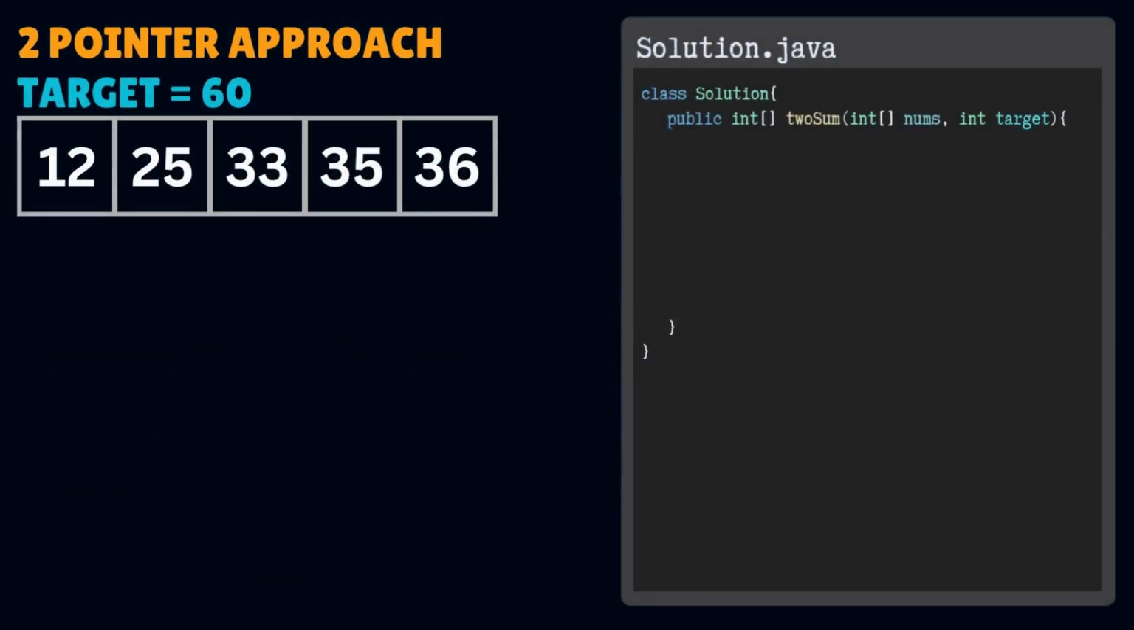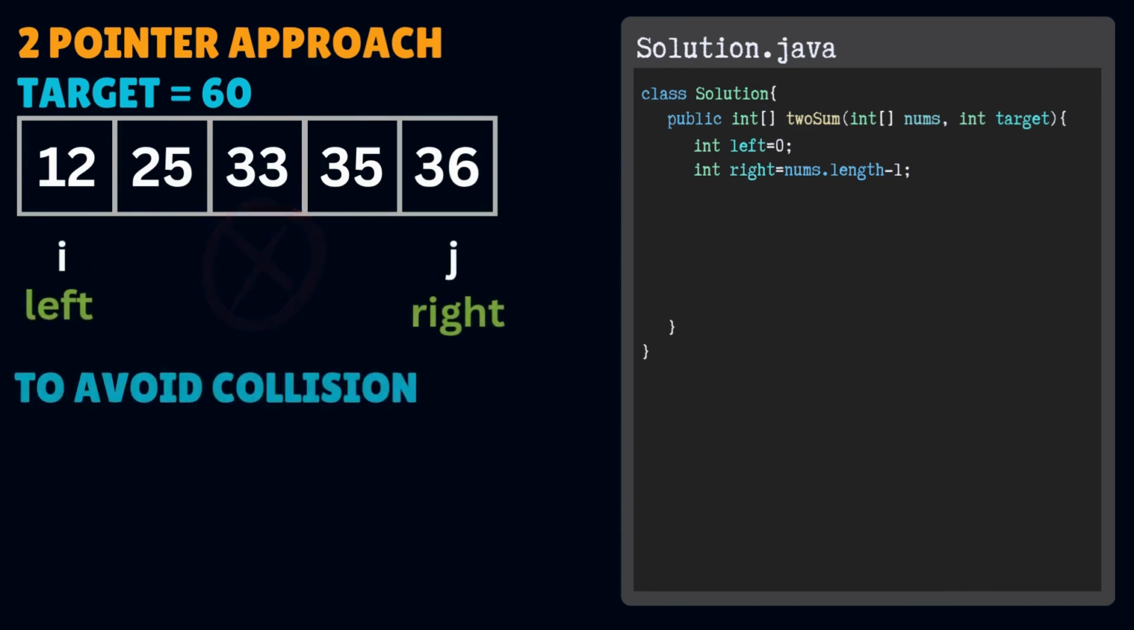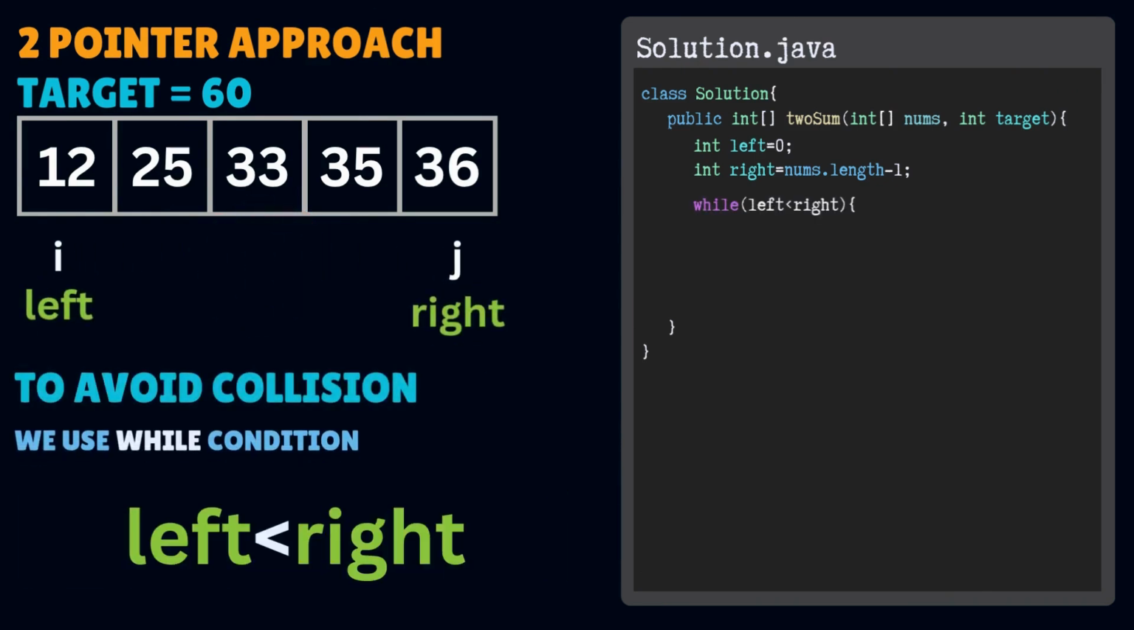In this approach, one pointer I starts from the left, and another pointer J starts from the right. We keep moving them. I goes to the right and J goes to the left, until they meet at the same index. But when both point to the same element, it means we're checking the same number twice, which is wrong. So to avoid this, we use a while loop with the condition such that left pointer should be less than right pointer. This makes sure both pointers never point to the same place.